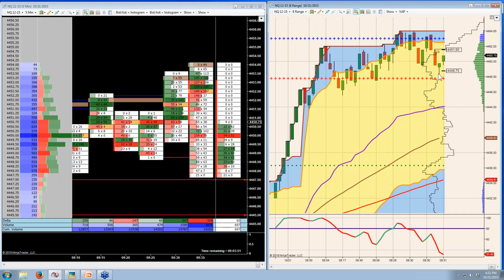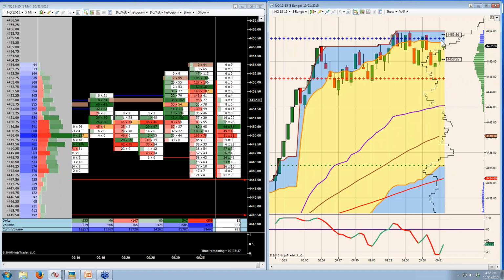What I would be waiting for is time to pass a little bit. But I could look for a short under this value area from yesterday. I can look for a buy above this area here. But like I said, for me, just a little too early.